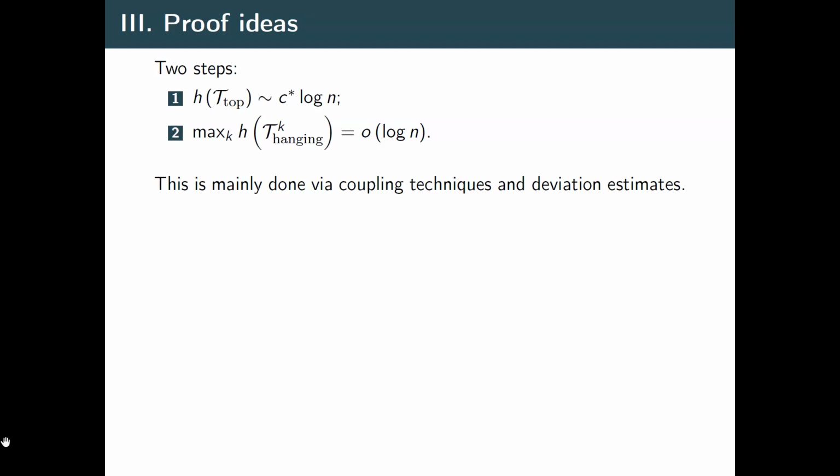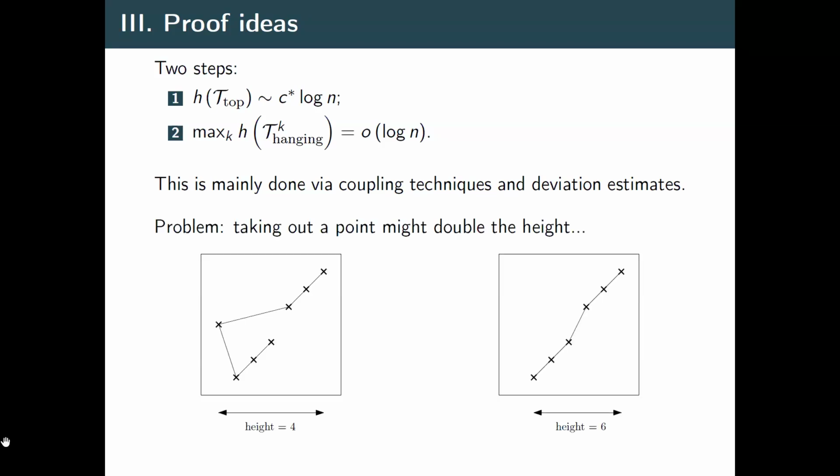The problem is that the height of the BST of a point set is not monotonous with respect to the point set. With this example, you can see that it's possible to take out a single point and to double the height. So it's not a nice thing because when we modify point sets by taking out a few points here and there, it may completely modify the height. But what saves us is that if you look at these 3 points here, they're on the same branch on the left, and they're still on the same branch on the right. So that's what we want to use.